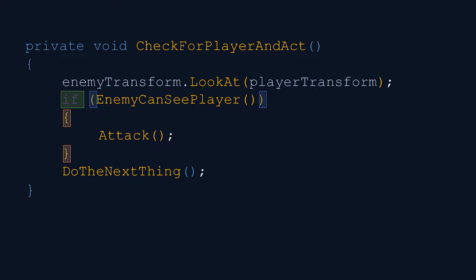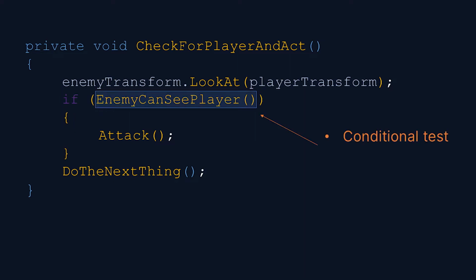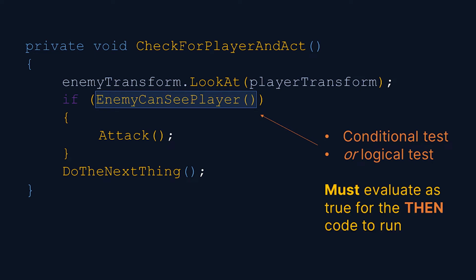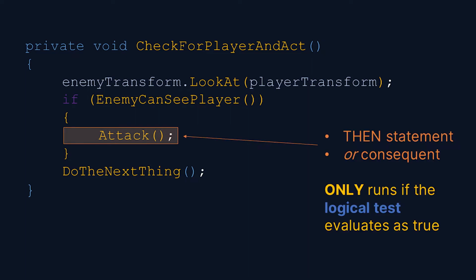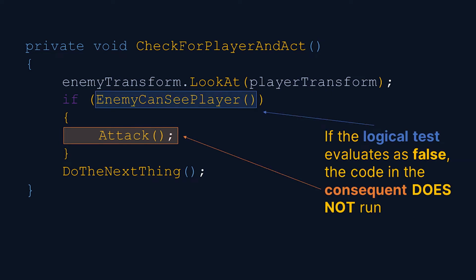In C#, whatever is inside the parentheses after if is called the conditional test or logical test. When C# encounters a conditional test, it asks itself, is what's inside these parentheses true? If whatever's inside the parentheses turns out to be true, then whatever code falls inside the following pair of curly braces, known as the then statement or the consequent, will execute. If, on the other hand, whatever's inside the parentheses doesn't turn out to be true, i.e. it is false, then the code inside the curly braces will not execute.